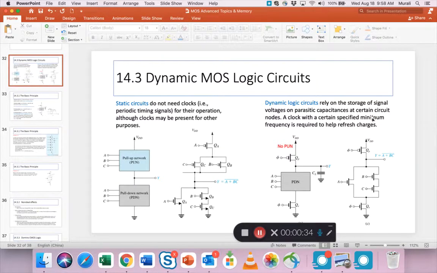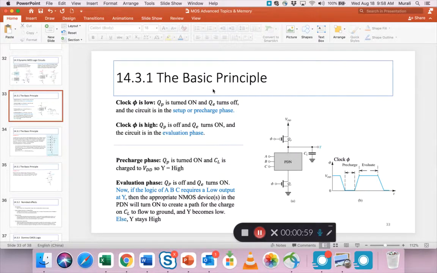This topic is dynamic MOS logic circuits, 14.3, and I said that the big advantage is that you can get rid of the PUN, which means half the gates are gone, but you do have to introduce two new transistors, one an NMOS and one a PMOS, to make this dynamic MOS work. So you gain some advantage, but you also have to sacrifice a little bit.